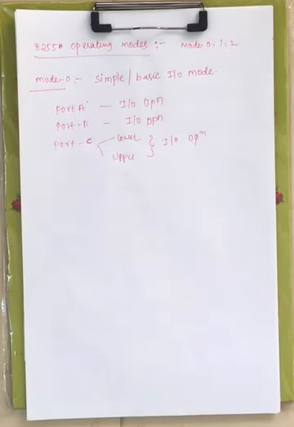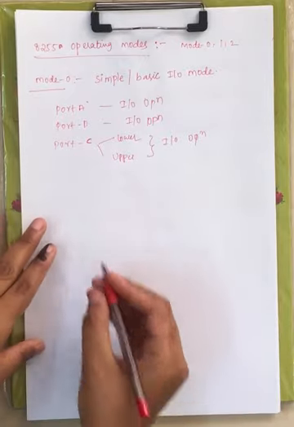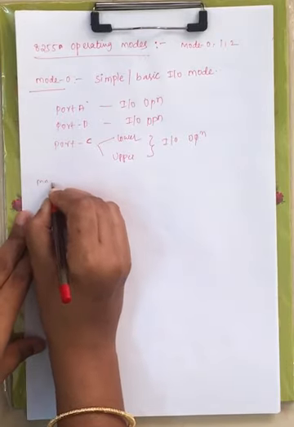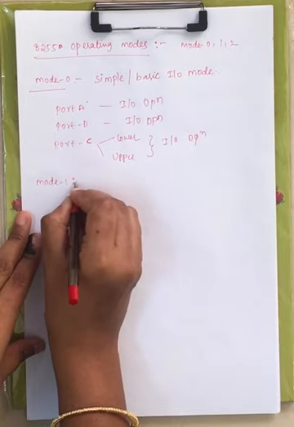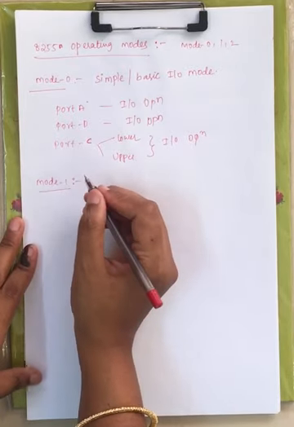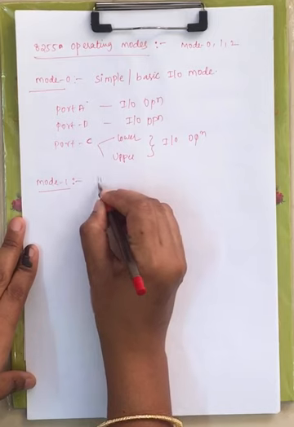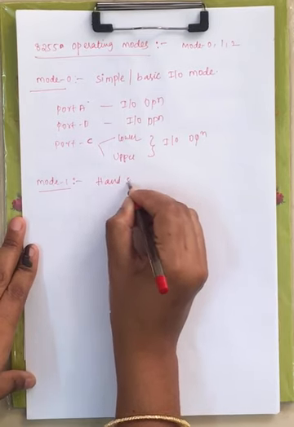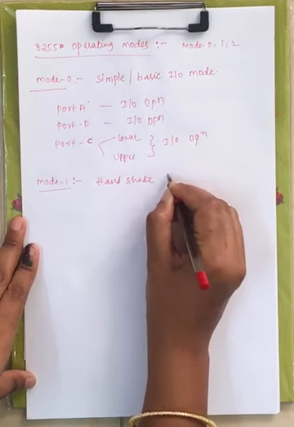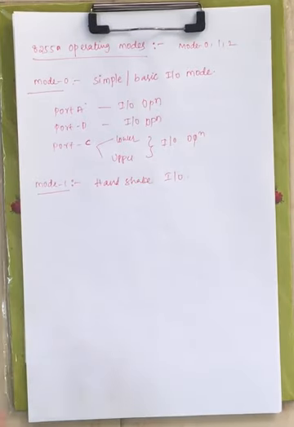Now in mode 0, all three ports are 8-bit ports, and those can be used for basic IO operation. That's why it is called simple or basic IO mode, right? Now coming to mode 1, that is the second operating mode. This particular mode is called handshake IO.